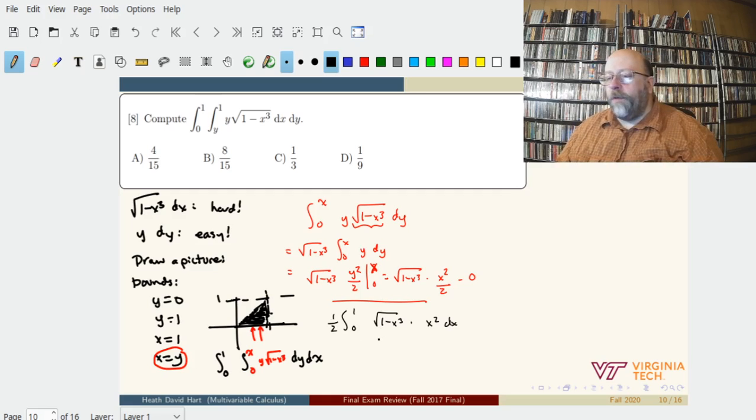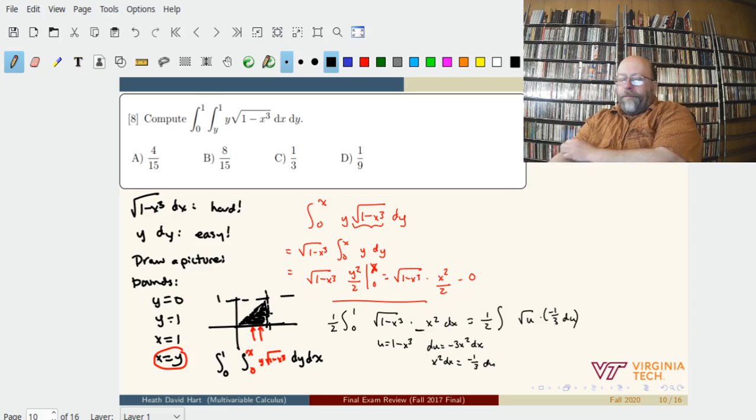We can do this with u substitution. We'll let u be 1 minus x cubed. Then du will be negative 3x squared dx. I need a negative 3 here. And since I don't have it, then just x squared dx is negative 1/3 du. Taking the 3 to the other side, it becomes negative 1/3. And so this becomes 1/2 times the integral of the square root of u times negative 1/3 du.